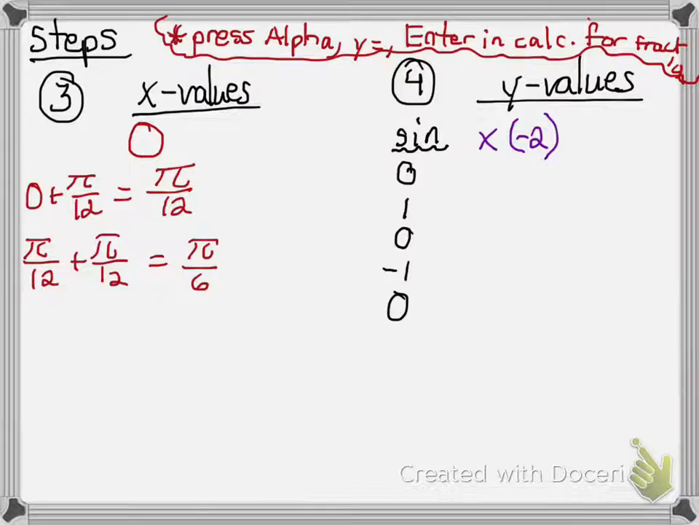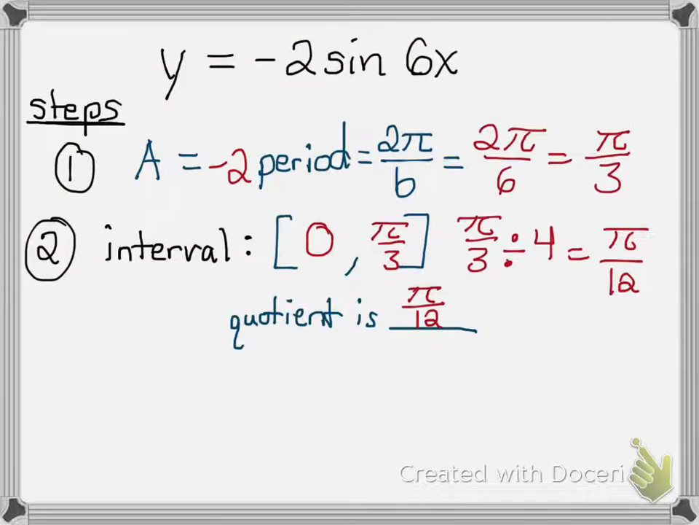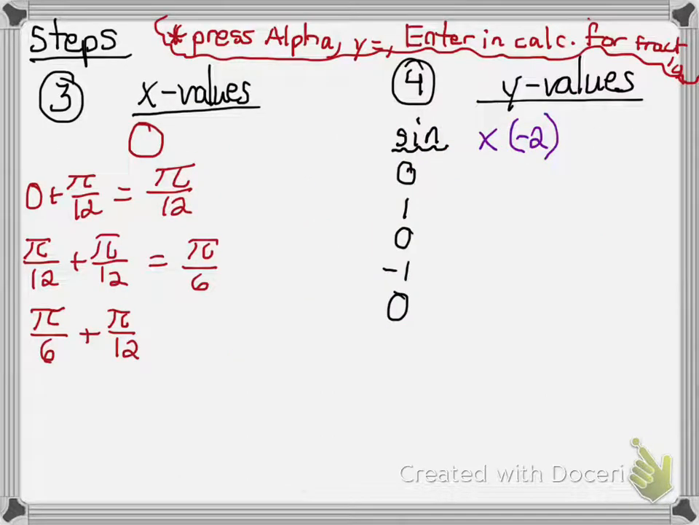All right? So since I got pi over 6, I'm going to add that to pi over 12. And like I said before, you're always going to continue to add your quotient until you get to the end of your interval, which is pi over 3. So we're going to keep adding our quotient. So in the calculator, when you do 1/6 plus 1 over 12, it'll give you 1 over 4. So that means pi over 4.